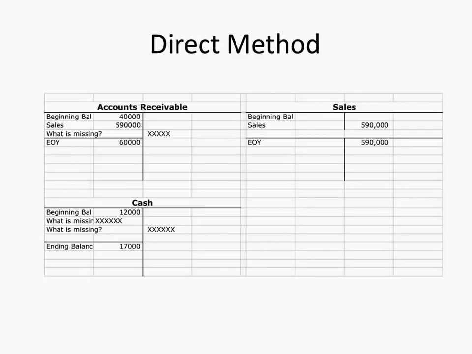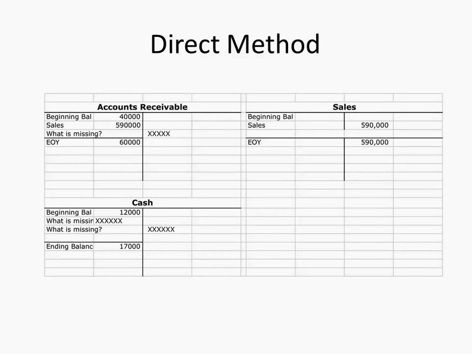So in this example, what is sales in the beginning? What is sales as of the end of the year? $590,000. So here, sales is related to which account? Well, really it's related to accounts receivable. Do you understand why that is? If you make sales and you don't receive cash, where does it go? Accounts receivable. So you have really one of two things happening when you make sales. You debit cash and credit sales, or you debit accounts receivable and you credit sales.